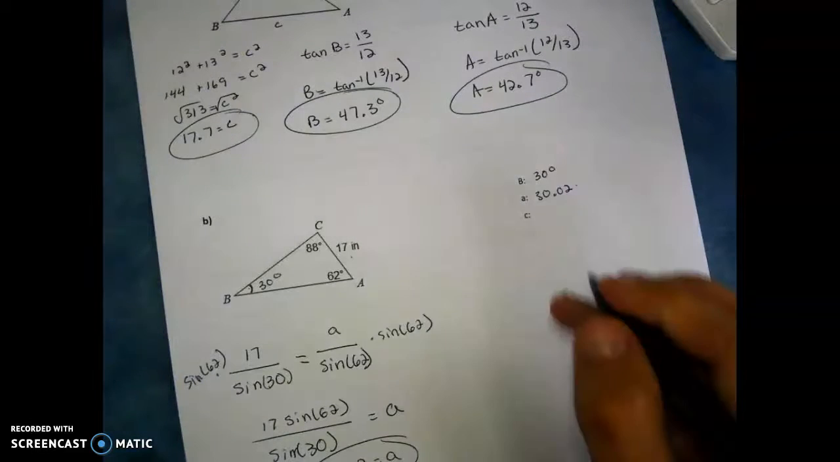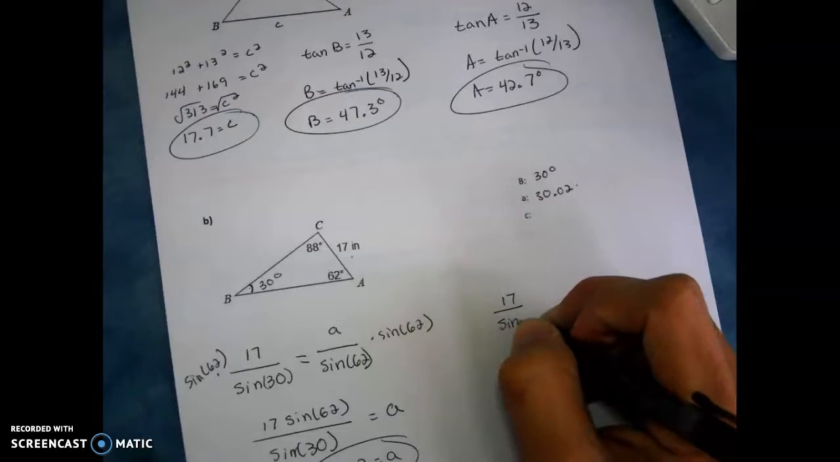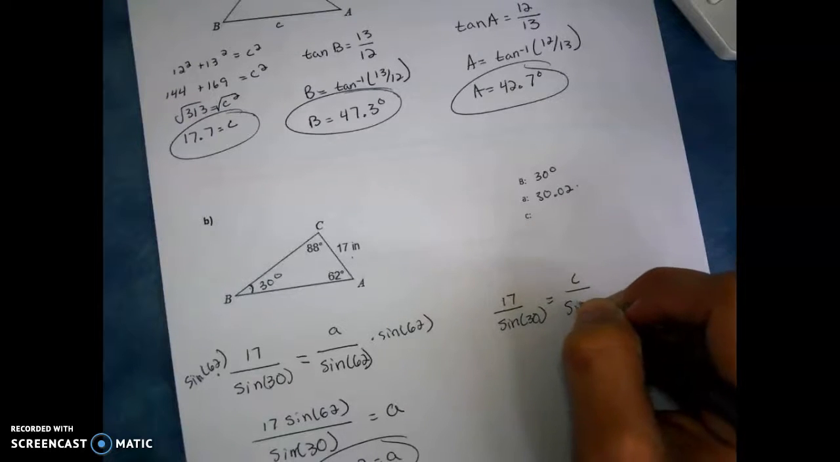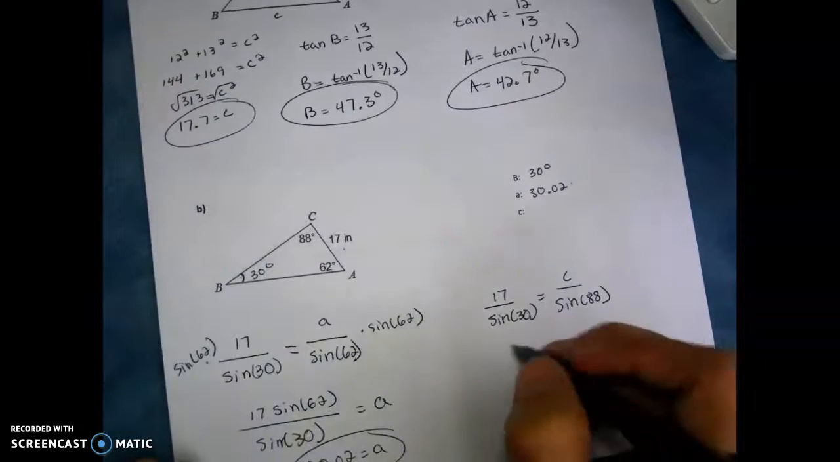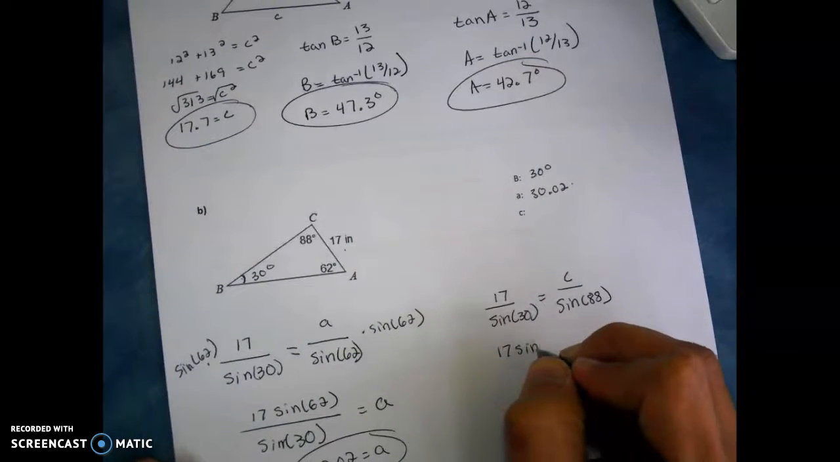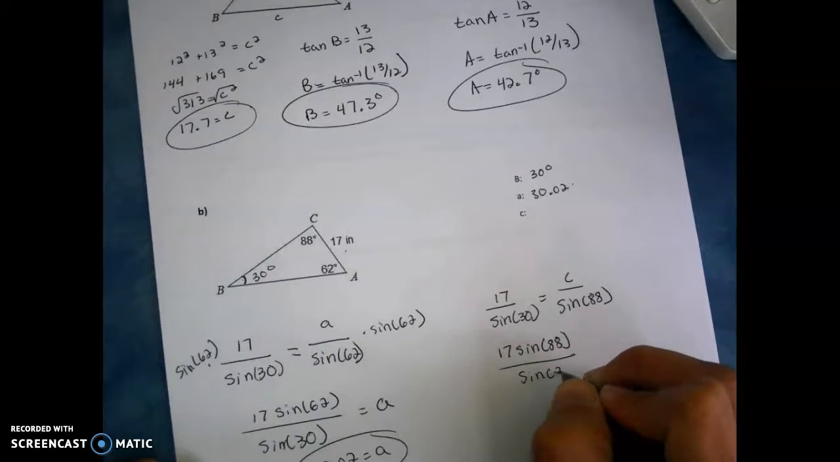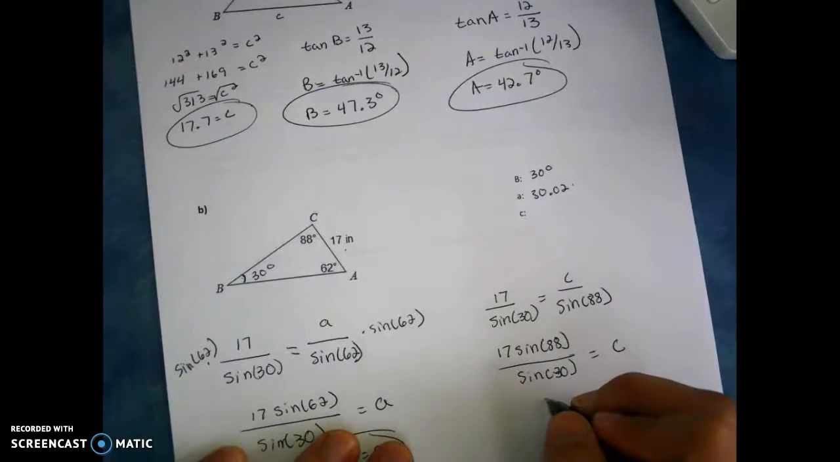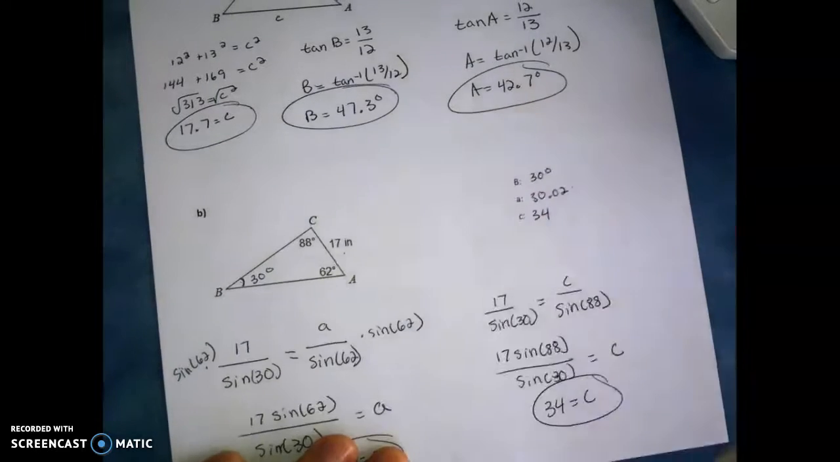Okay, then let's find C. So we're going to use the same ratio, 17 over sine of 30 is equal to C over the sine of 88. Multiply by sine of 88 on both sides. I get 17 times the sine of 88 over the sine of 30 is equal to C. Plug that into our calculator, we get 34 is equal to C. Okay, there's the front page.